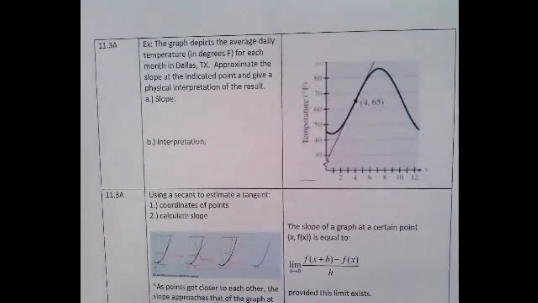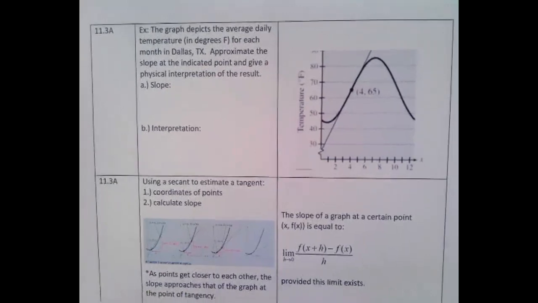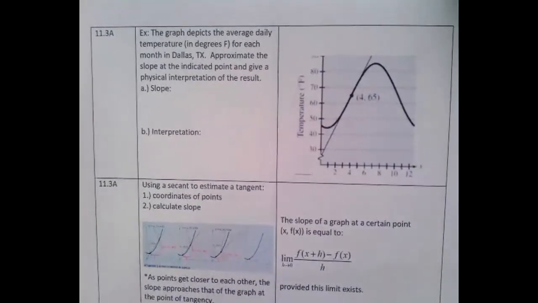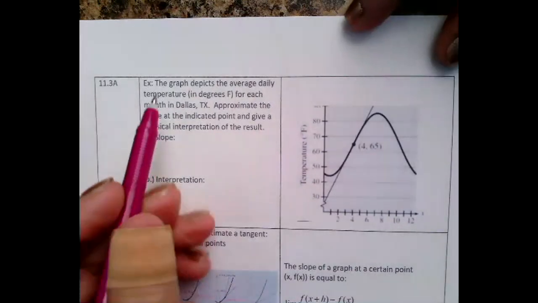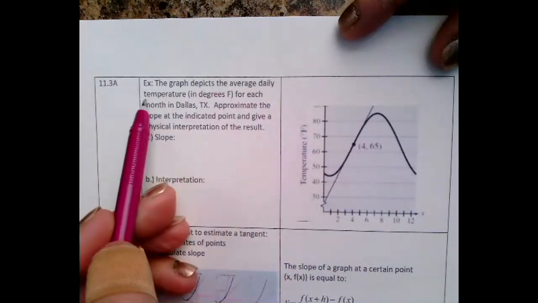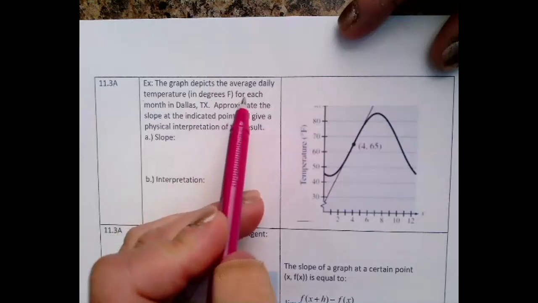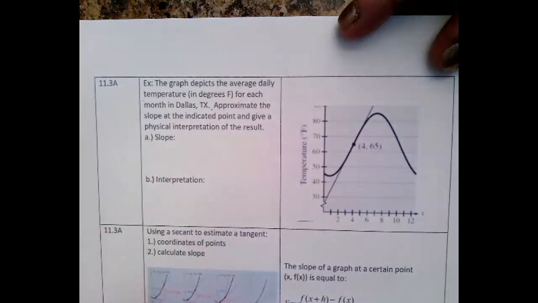But let's take a look at a couple more. We're in pre-calc, so it's going to get a little more difficult. Let's take a look at a couple more examples, and then we're going to get into actually calculating slope. The graph depicts the average daily temperature in degrees Fahrenheit for each month in Dallas, Texas. It says approximate the slope at the indicated point and give a physical interpretation of the result.